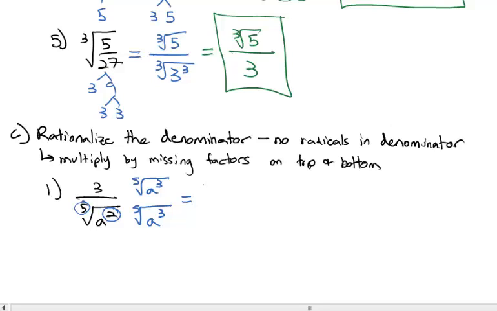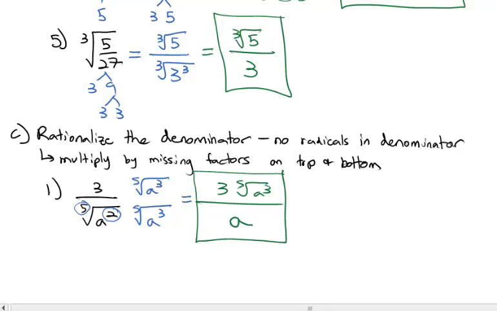When we do that, we've got a 3 outside the radical and a 5th root of a cubed in the numerator. Let's do that in a different color. 3 times the 5th root of a cubed. And then in the denominator, we've got 5 things under a 5th root, which means a single thing comes out, a single a. And for our final rationalized solution, we have 3 times the 5th root of a over a.